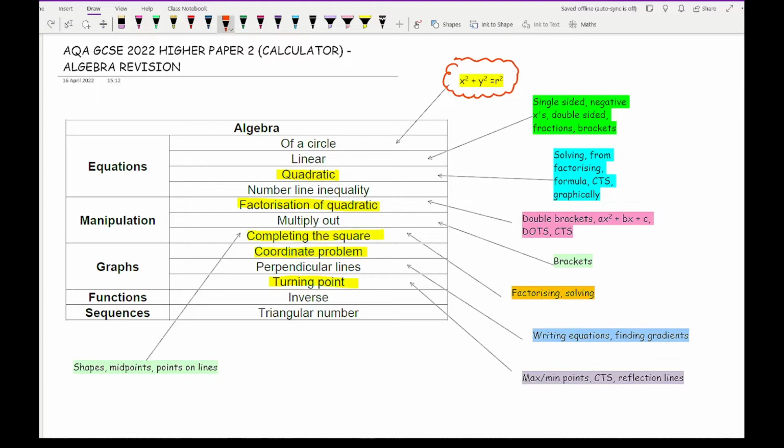Now the key thing to remember is that in the equation it's r squared, so if the radius was 6, then x squared plus y squared would equal 36. So it's always important, and obviously you can end up with surds with this being a higher paper.